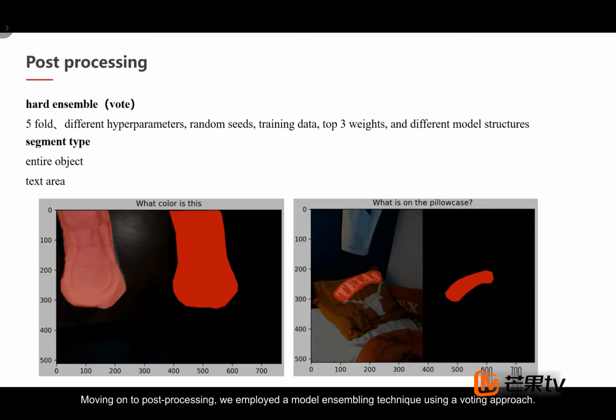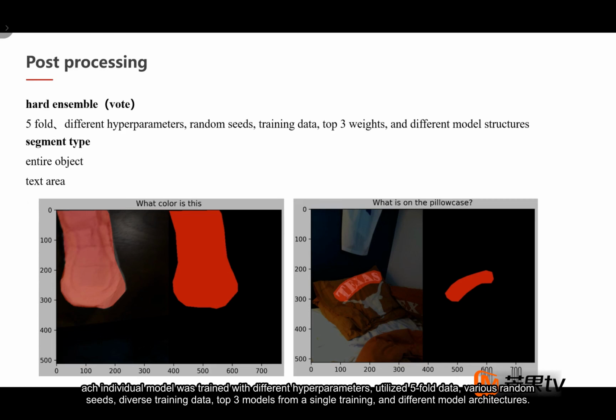Moving on to post-processing, we employed a model ensembling technique using a voting approach. We found that the hard ensemble method, i.e. voting, yielded superior results compared to the soft ensemble approach. Each individual model was trained with different hyperparameters. We utilized 5-fold data, various random seeds, diverse training data, top 3 models from a single training, and different model architectures.